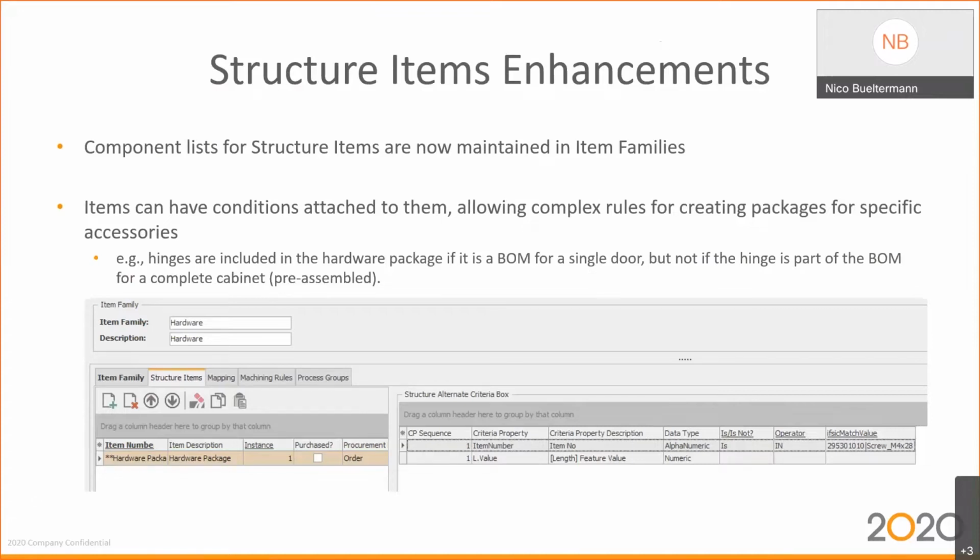packages for specific hardware. An example I always give is, let's imagine that hinges are included in the hardware package if this hinge is part of a BOM for a single door, but not if the hinge is part of a BOM for a complete pre-assembled cabinet. So all of these things can now be maintained in the item family form here with the new structure items tab.